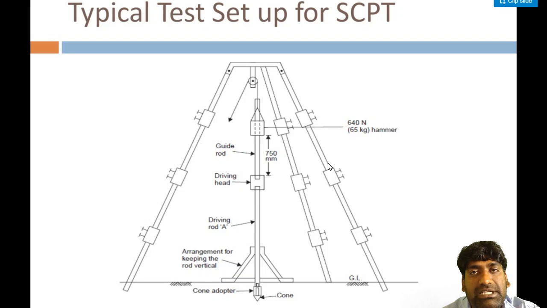Typical set-up for SCPT: this arrangement is the same as SPT. This is the driving head, this is the guide rod with a height of 750 mm, this is the weight of the hammer, 65 kg, and these are the driving rods and the arrangement for keeping the rod vertical. This is the tripod stand, this is the pulley over here. So the arrangement is just like SPT.